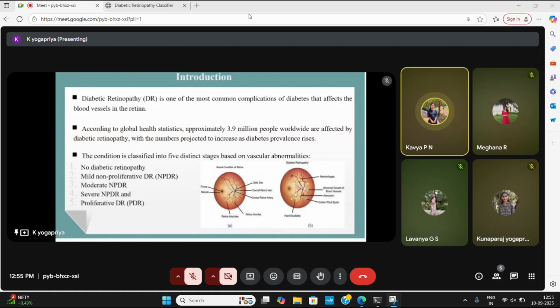Fifth one, proliferative diabetic retinopathy. It is the last stage of diabetic retinopathy, the advanced stage. New abnormal blood vessels form. The new vessels are fragile and can break easily, causing vitreous hemorrhage. Fibrovascular tissue formation can lead to retinal detachment. There is potential for severe vision loss or blindness.